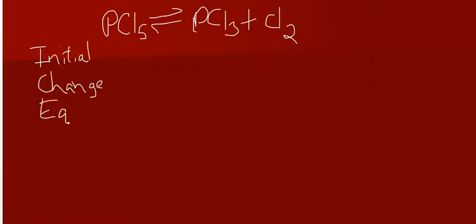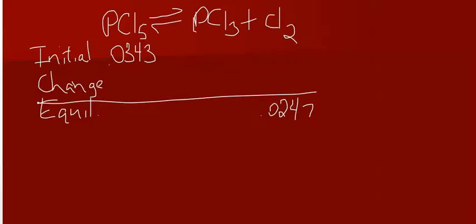And we're going to set up something that I call ICEBOX, which stands for initial, change, and equilibrium. Okay, so plug in what we know. PCl5 initially 0.0343 molar, and equilibrium Cl2 0.0247 molar. That's all we know.